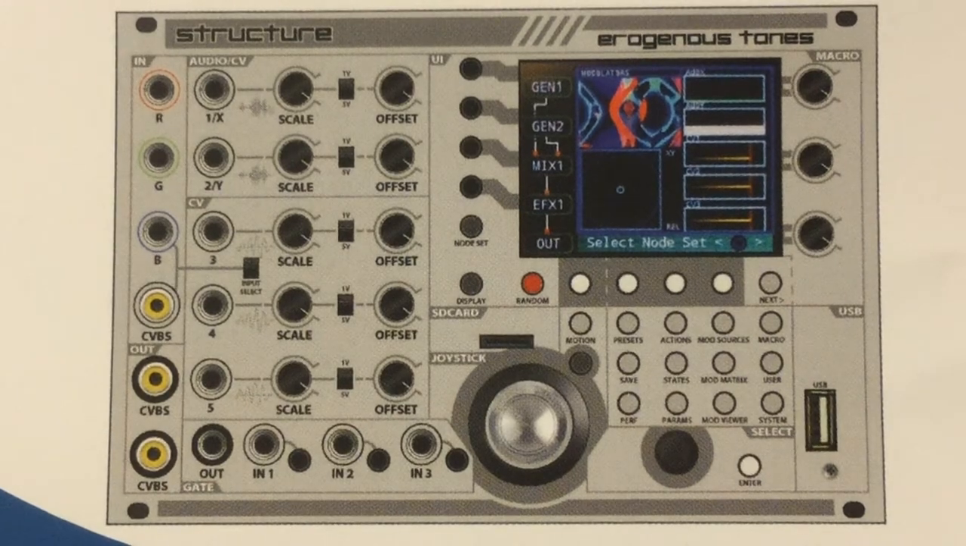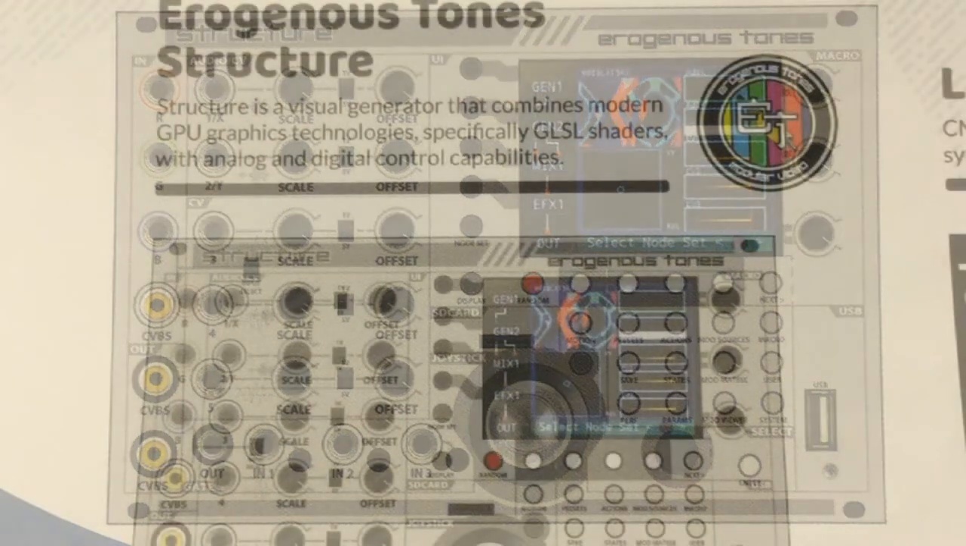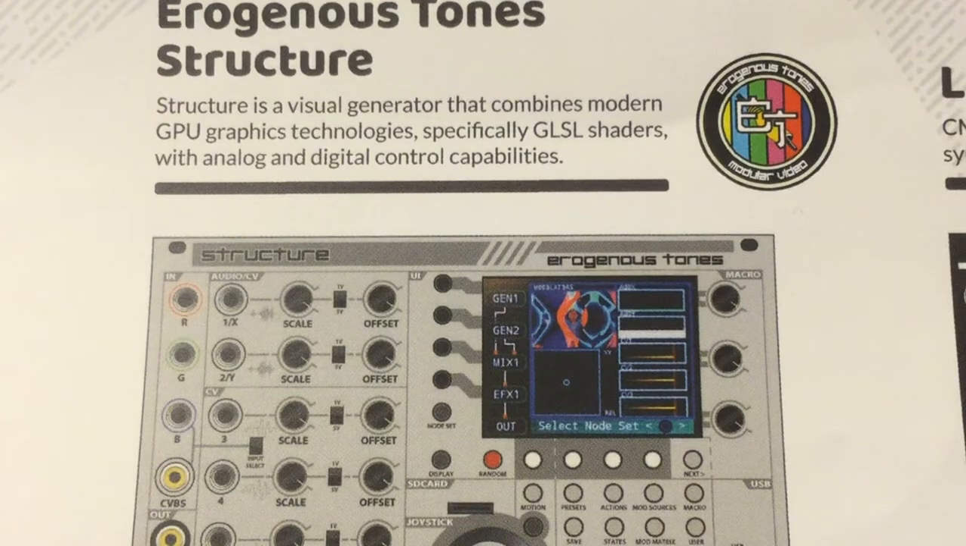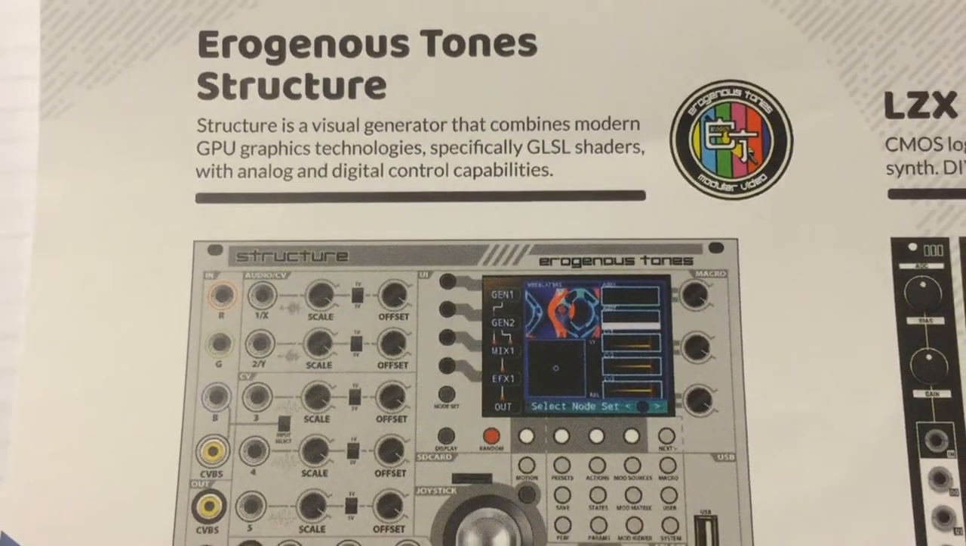We're here at Knobcon 2018. We're at the Erogenous Tones booth checking out a new video module. Okay, so what is this here? Okay, so this is Structure. It's our first foray into the video world.